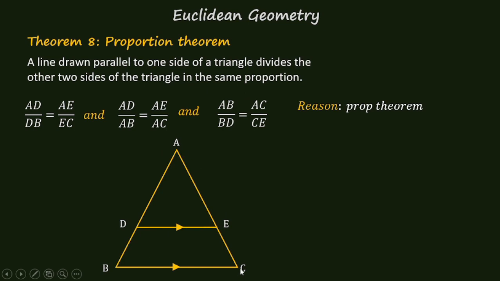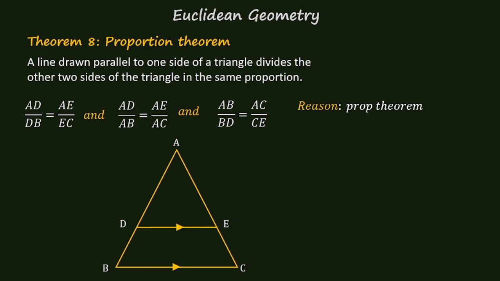That means the ratio that we make with the side AB will be equal to the corresponding ratio that we make with the side AC. Let's have a look at the ratios that we have here. If I make the ratio AD over DB with the side AB, that will be equal to the corresponding ratio AE over EC with the side AC.